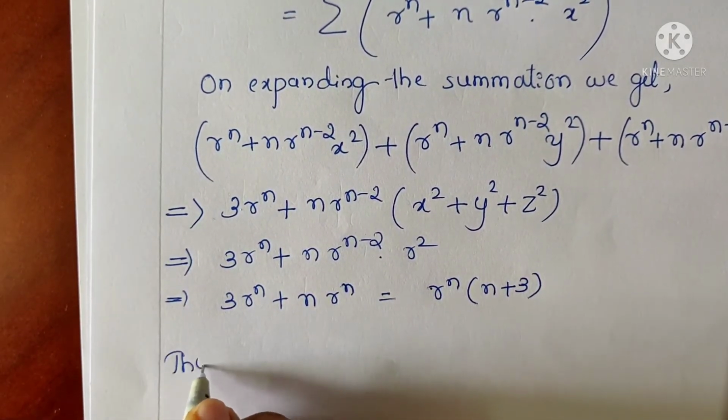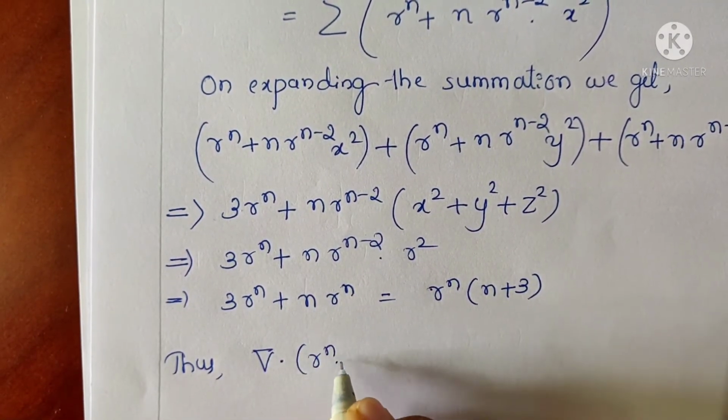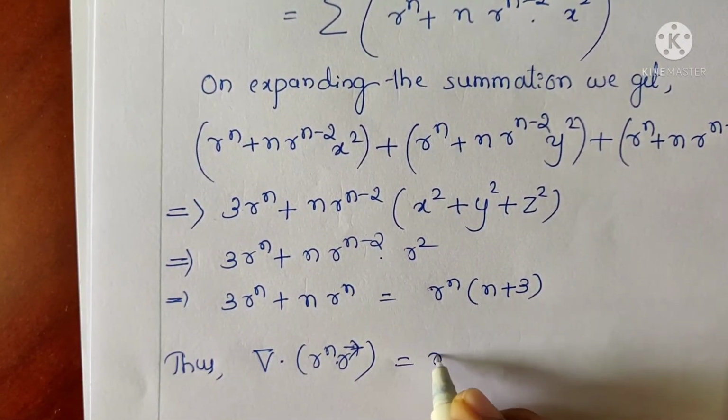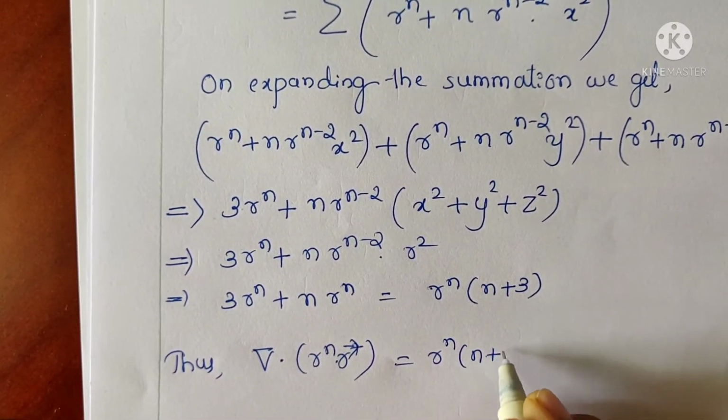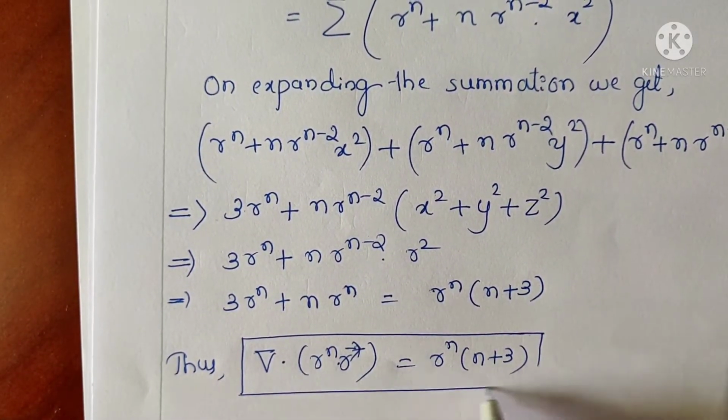Thus del dot r^n into vector r is equal to r^n into (n+3). Hence we prove this.